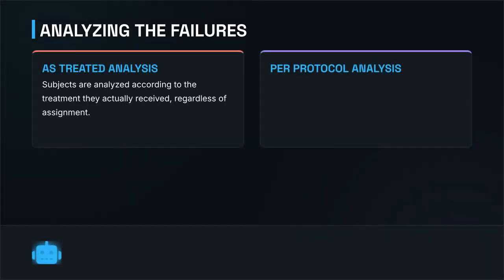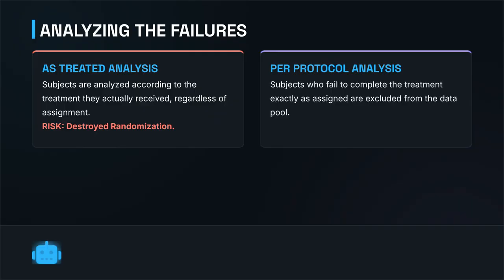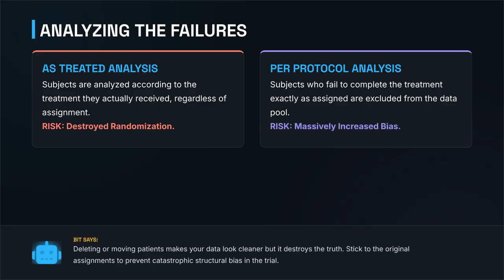Analyzing the failures brings us to the dangerous alternative methods researchers sometimes use. BIT says deleting or moving patients makes your data look cleaner, but it destroys the truth. Stick to the original assignments to prevent catastrophic structural bias in the trial. First is as-treated analysis. Subjects are analyzed according to the treatment they actually received, regardless of assignment. The risk here is destroyed randomization. Next is per-protocol analysis. Subjects who fail to complete the treatment exactly as assigned are excluded from the data pool. The risk here is massively increased bias.